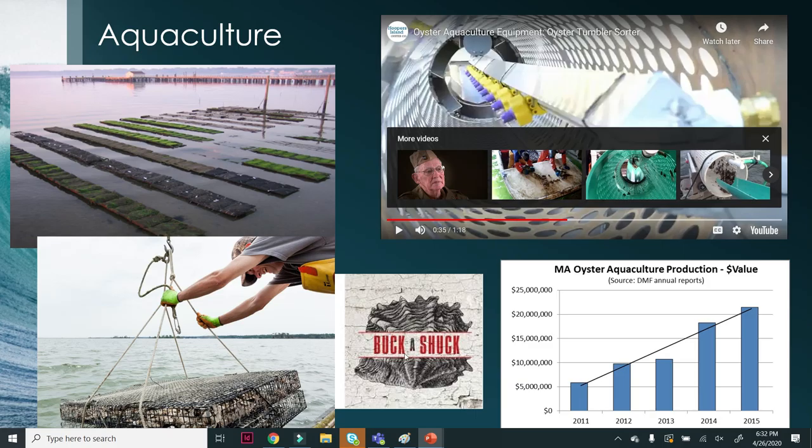And where do these go? Well, these basically go to restaurants. So if you've ever gone to a restaurant and had raw oysters, this is where they tend to go. A lot of places, especially up north, have what are called buck-a-shuck nights, where it's $1 per oyster. And people eat these raw.